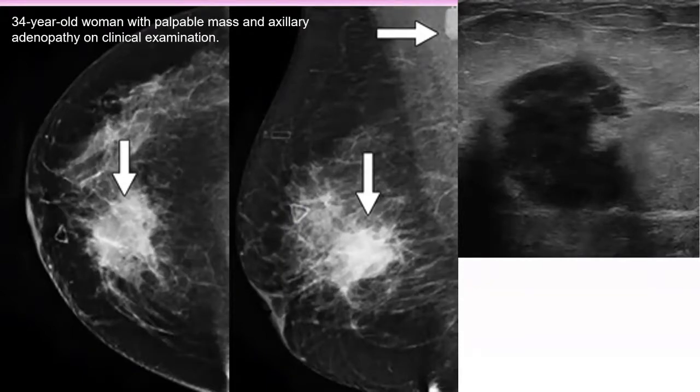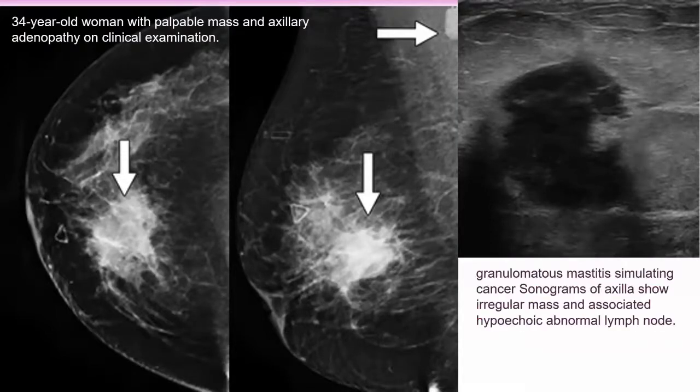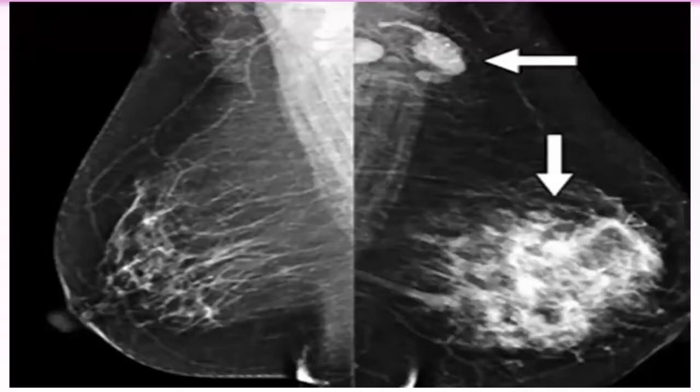For biopsy, what do you expect the result to be? If I tell you it's inflammatory, you think about granulomatous mastitis. This is granulomatous mastitis simulating cancer. The result was granulomatous mastitis. Without histopathology, you cannot decide. You cannot judge. Abir, you are welcome. Where are you? We miss you.